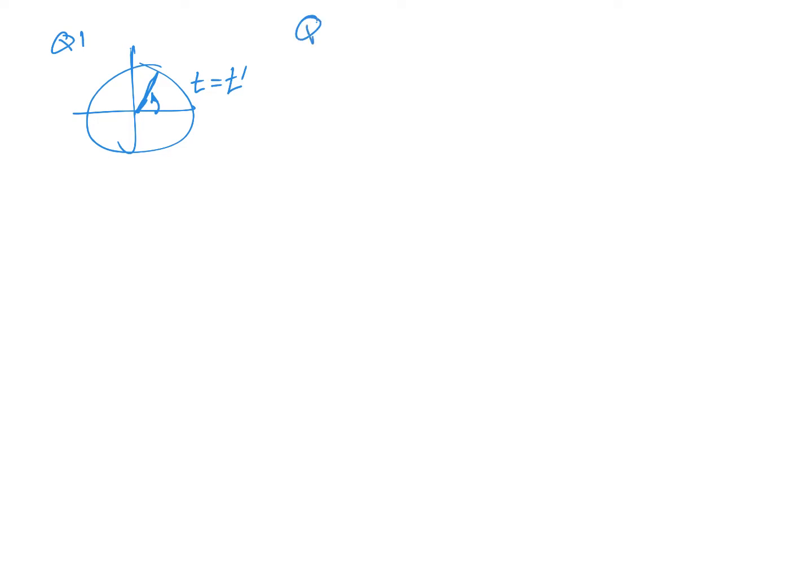But if we're in quadrant 2, and so our angle t is in quadrant 2, then the reference angle is the shortest distance from the x-axis, so that would be t prime over here.